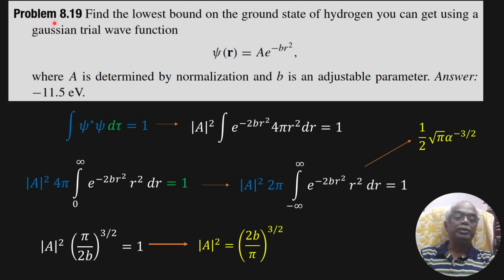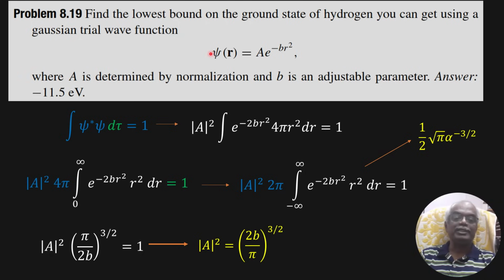Problem 8.19 is based on the variational principle. Find the lowest bound on the ground state of hydrogen you can get using the Gaussian trial wave function.